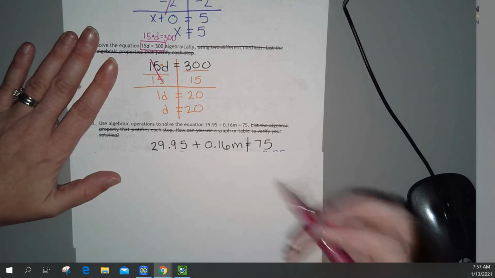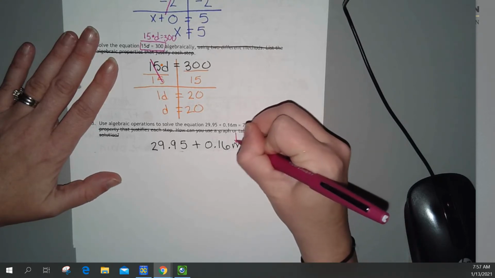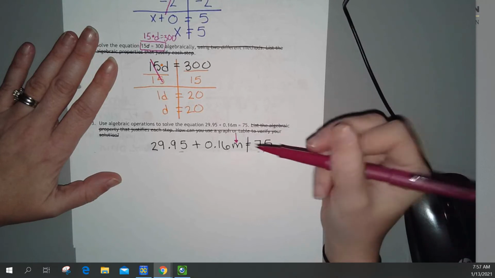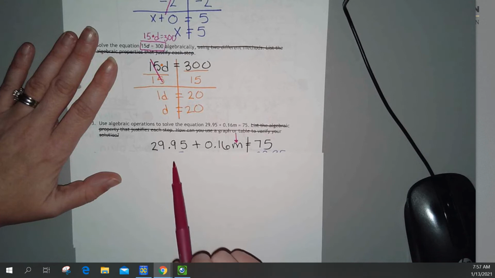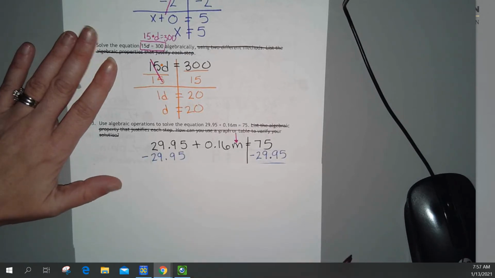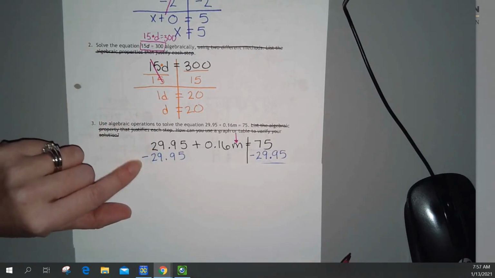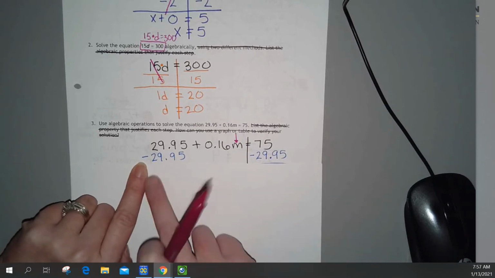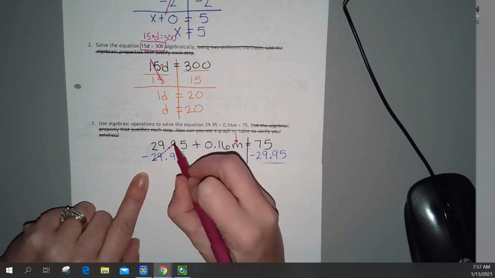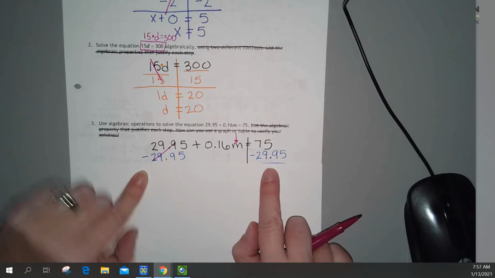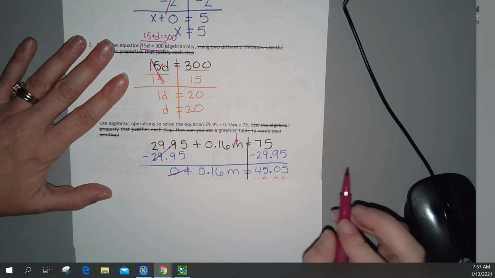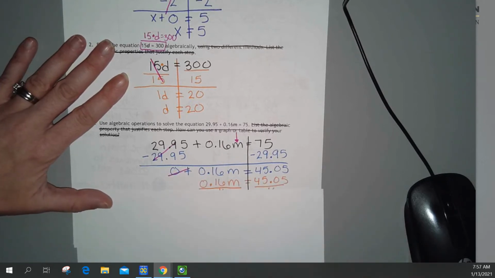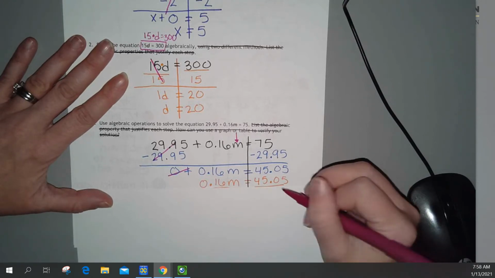Always, guys, remember our ultimate goal is to get this letter by itself. You always want to get rid of whatever is being added or subtracted to it. In this case, that's the $29.95. Okay, so the first thing I'm going to do, because it's a positive $29.95, I'm going to subtract $29.95 on this side to cancel it. Because I do it here, I must do it over here. When I do that, I get my 0 plus 0.16m. Again, guys, we can forget about that 0 plus. And that just gives me my 0.16m equals $45.05.